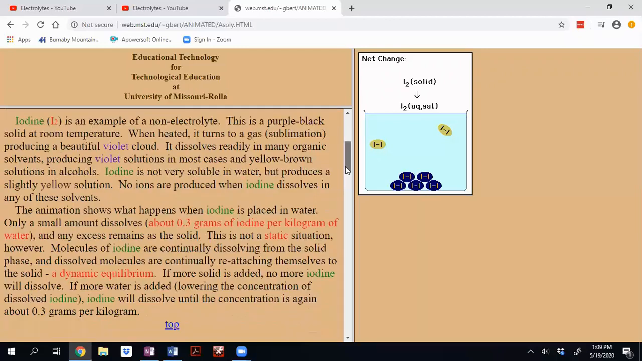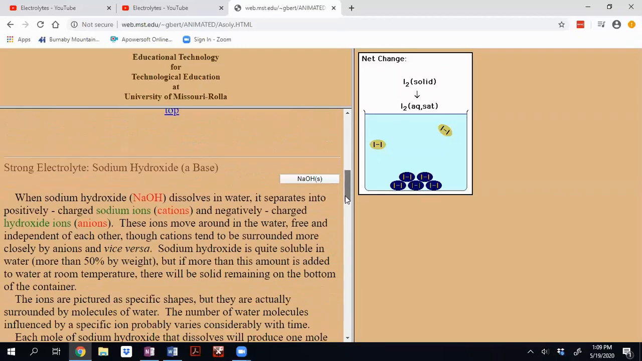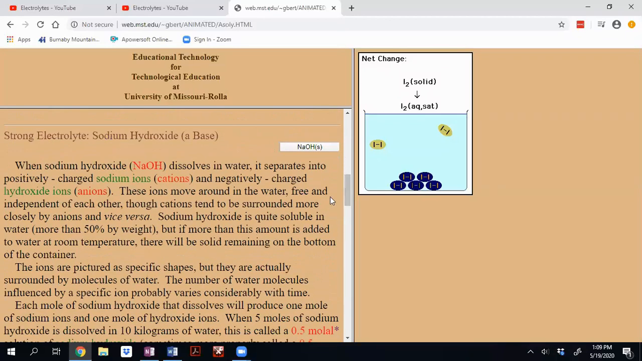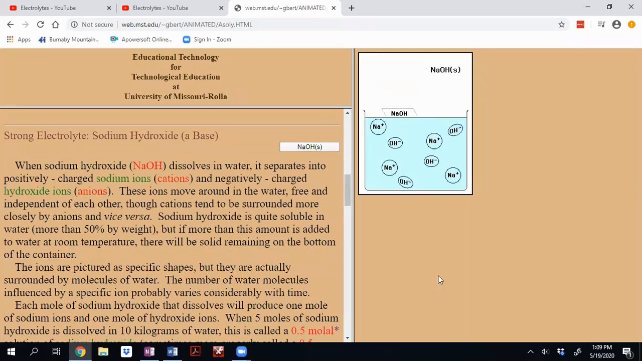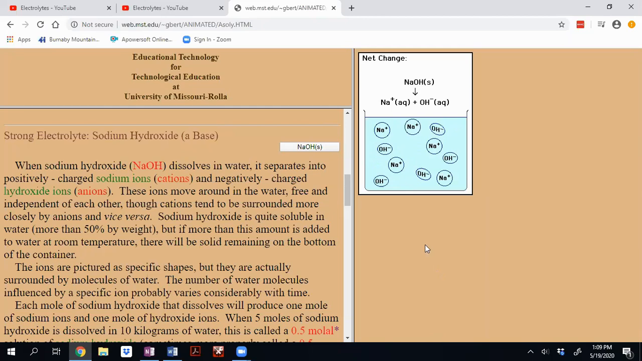On the other hand, if we go to an ionic solid, bases just happen to be ionic solids. Here's sodium hydroxide. Here's our solid. And you see, as it goes into the water, it splits up into the sodium and hydroxide ions. And this one is completely soluble, and they are free moving.